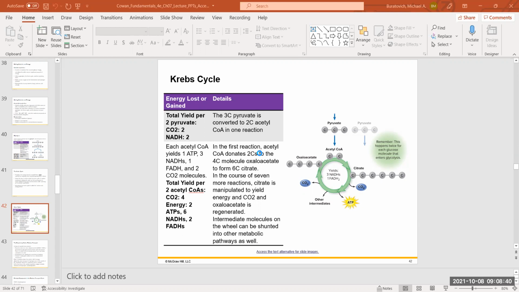So you break them down to glycerol and fatty acids. Glycerol enters glycolysis. Fatty acids are broken down by beta oxidation to acetyl coenzyme A. They're broken down 2 carbons at a time. And then those enter the Krebs cycle.